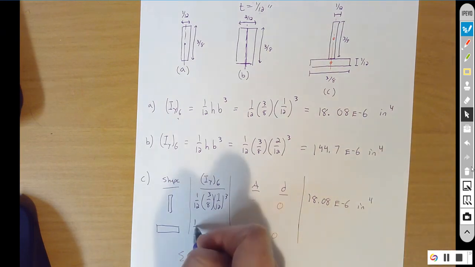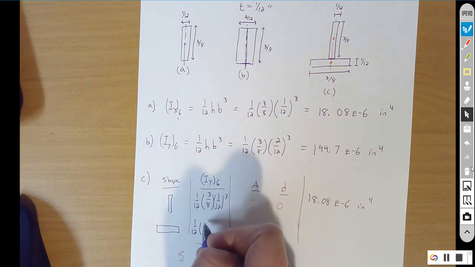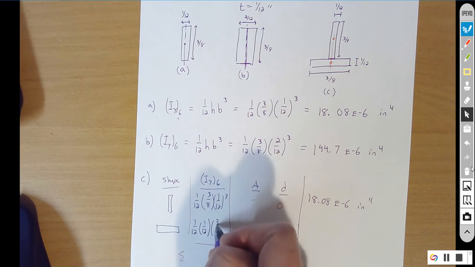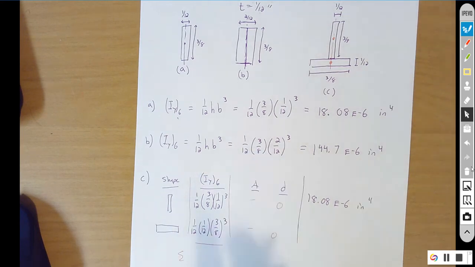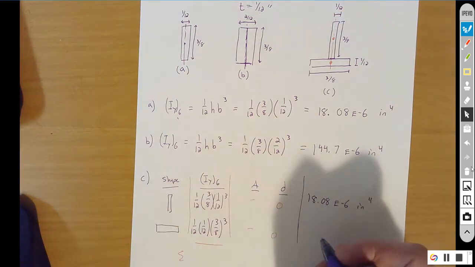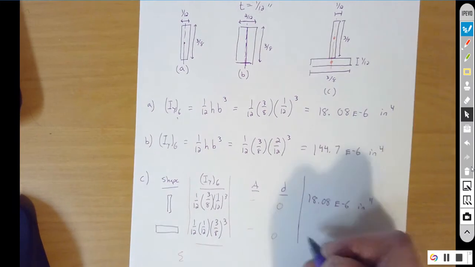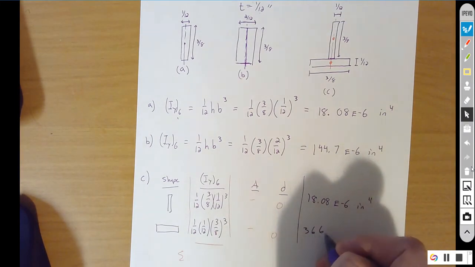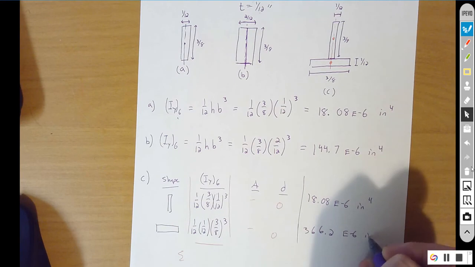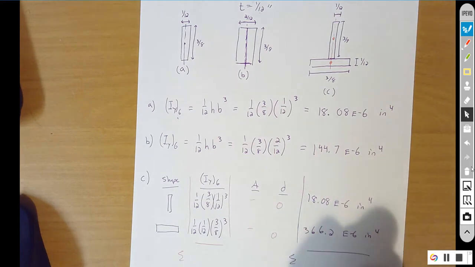This one is going to be 1/12, and then we're going to flip these. So now we're going to put our 1/12 in here, and our 3/8 will go right here. We're going to cube that. So this is the shape, and I glue them both together. And then what I find is that this is a whopping 366.2 e negative 6 inches to the fourth. When I sum those together, I get a total of 384.3 e to the negative 6 inches raised to the fourth.